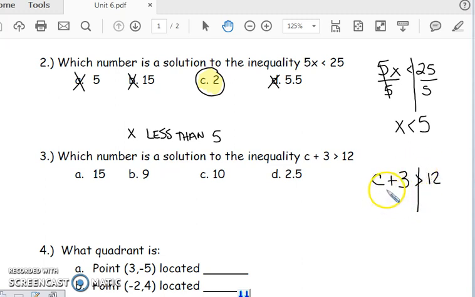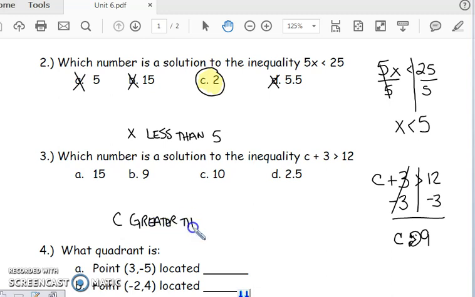This is a plus 3. How do I get rid of plus 3? Minus 3. See, I copy down the inequality symbol, and 12 minus 3 is 9. Okay, so it is eating my letter, so it wants more. So that means it has to be greater than 9. Not equal to, because it would have this little line underneath it. So since it doesn't, it's just greater than.